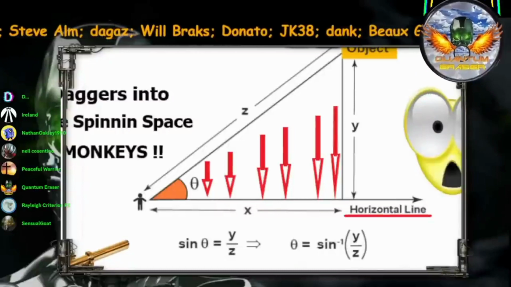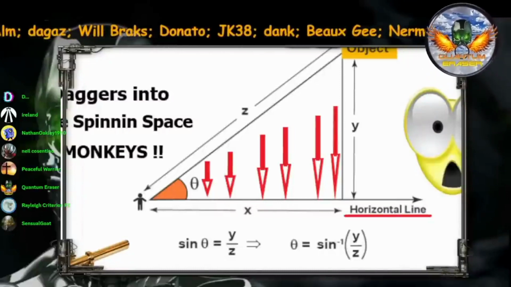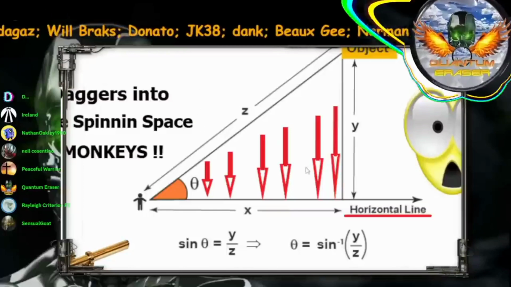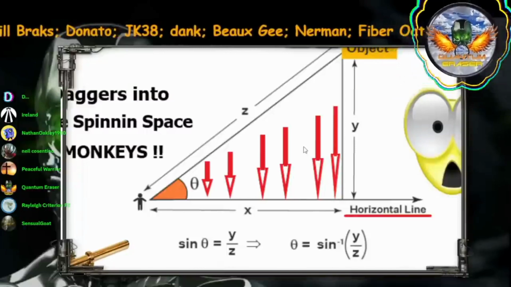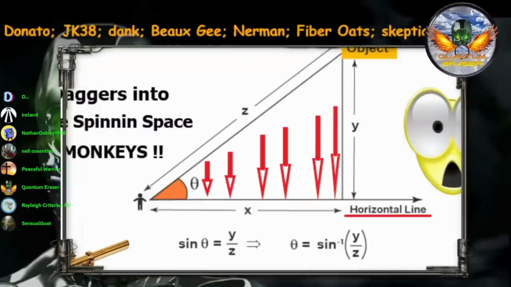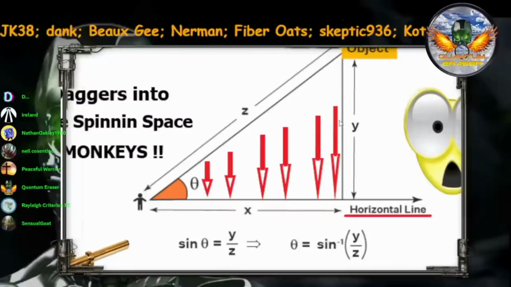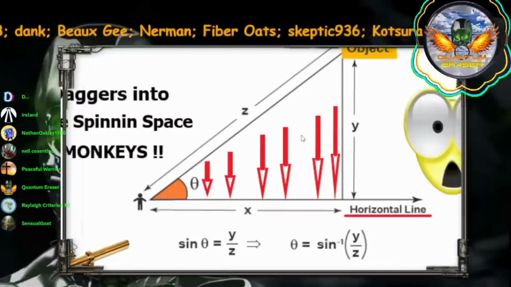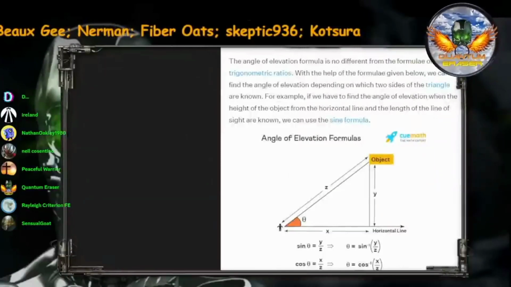From Q Math, angle of elevation. They got a diagram depicting an elevation angle and how it's acquired, along with the formulas. I don't really care too much about this down here. What's this look like to you? Yeah, right angle triangle? Turn out the lights, baby.